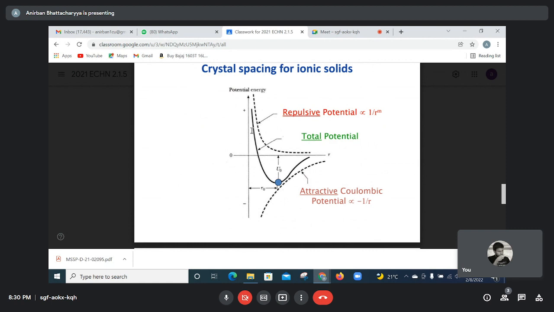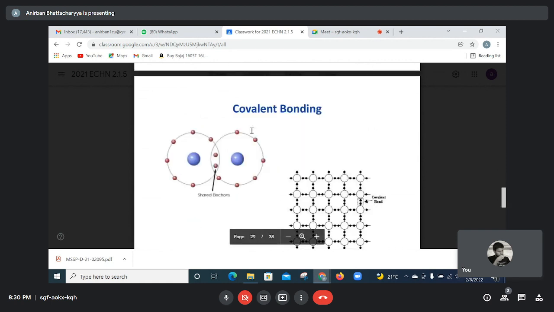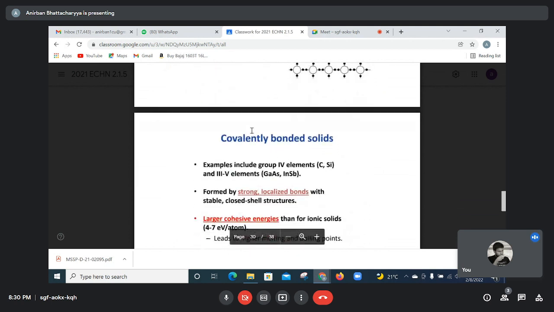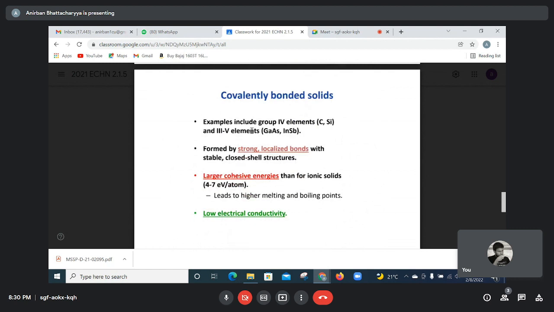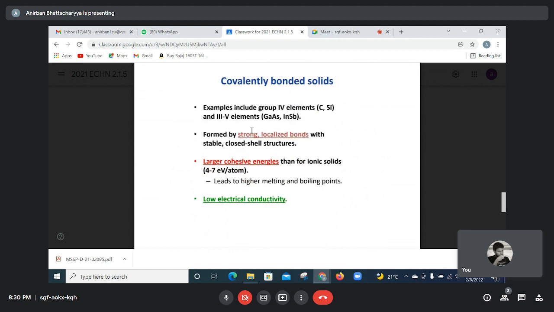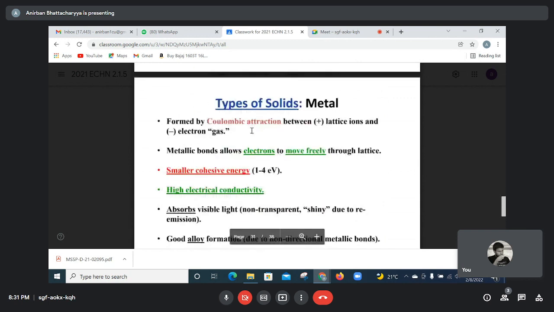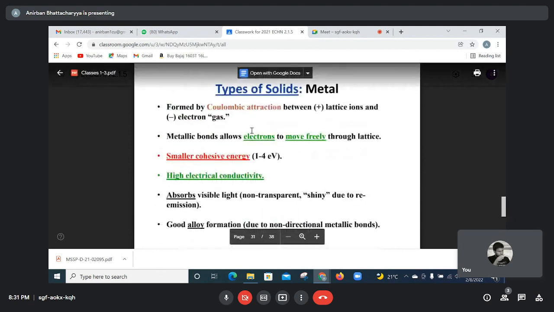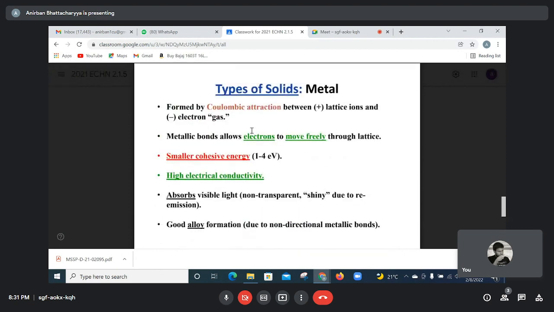Good. So here you go, crystalline solids, and then there is covalent bonding. You know this. This is all basic chemistry. The nature of covalently bonded solids: localized bonds, large cohesive energies, low electrical conductivity, like diamond, very low electrical conductivity. And then there is metallic attraction. This type of solid is metals. There is a Coulombic attraction, and these are conducting, and they absorb light.